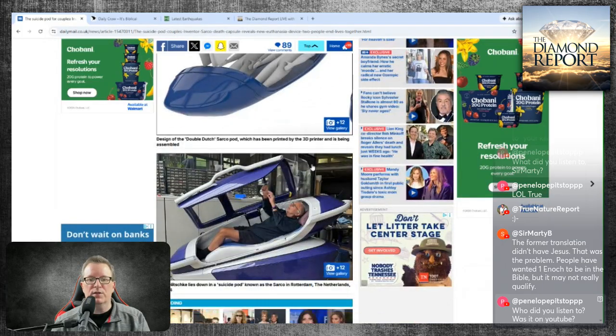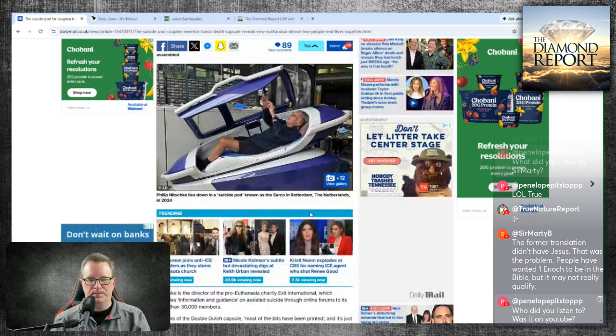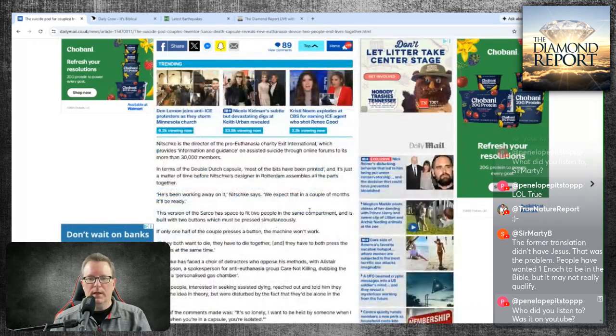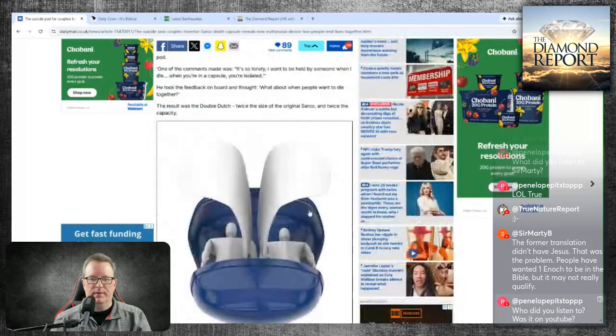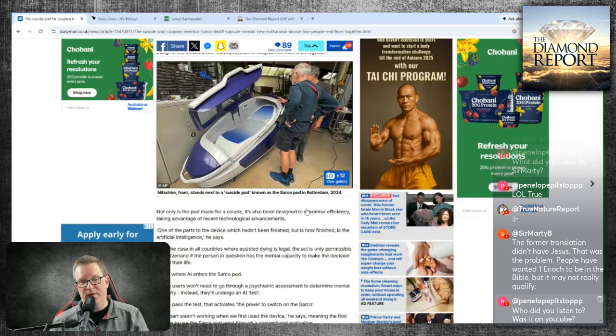Design of the Double Dutch Sarco pod. 3D printed by the 3D printer and is being assembled. You better hope the door doesn't close on him while he's putting it together. Anyway, that's pretty weird. Again, further proof we are living in the end times, if you ask me.